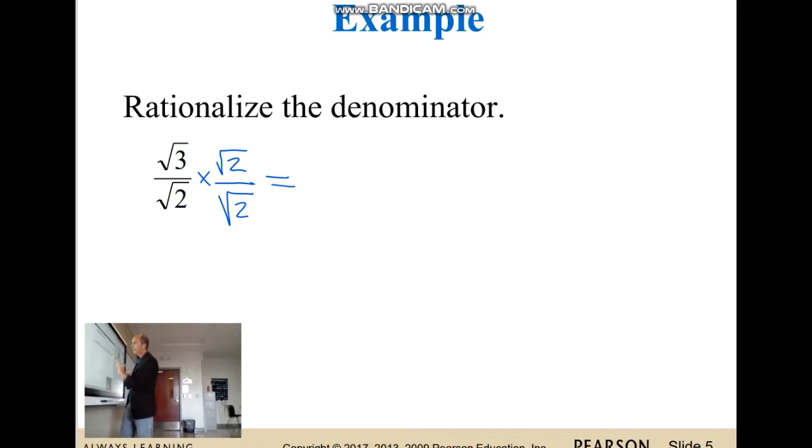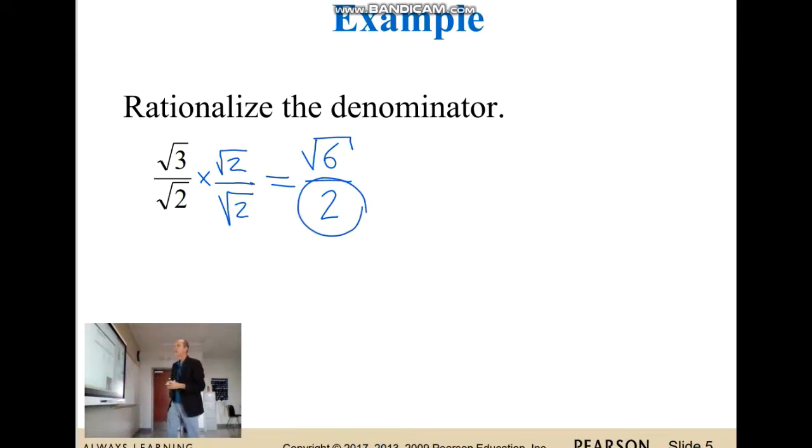But then we can rationalize, because we're going to have square root of 2 times square root of 2 in the denominator, which equals 2. And the square root of 3 times square root of 2 is square root of 3 times 2, square root of 6. Now we don't have any radicals in the denominator, and this is how we rationalize the denominator. Moving on, we have a few more examples here.